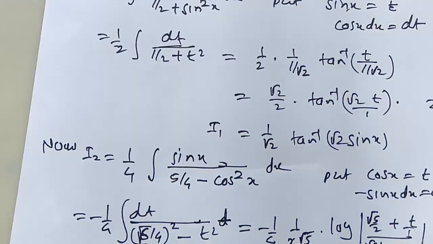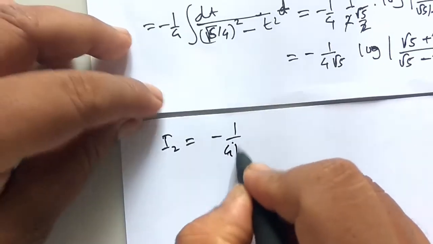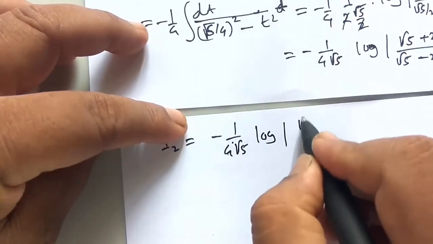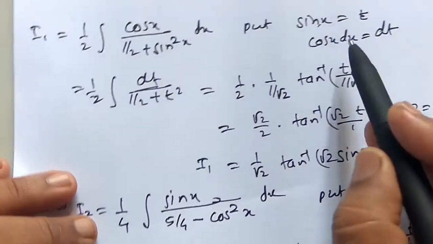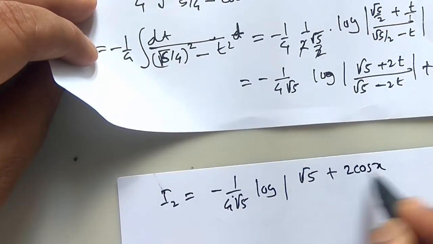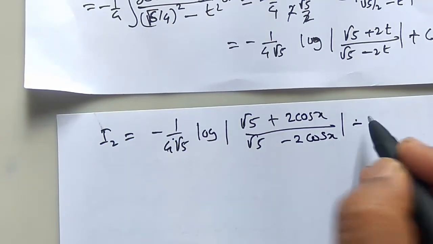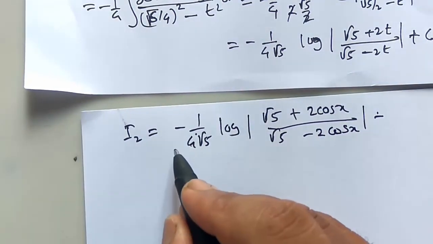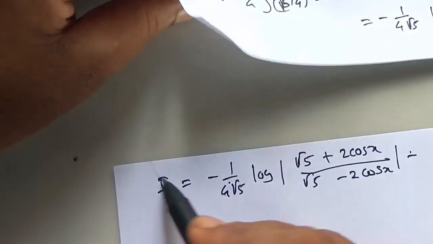Therefore I2 is equal to minus 1 upon 4 under root 5 log of root 5 plus 2t upon root 5 minus 2t, and we have taken t equal to cos x. So it is root 5 plus 2 cos x upon root 5 minus 2 cos x plus some constant. So this is the value of I2, and this is the value of I1.